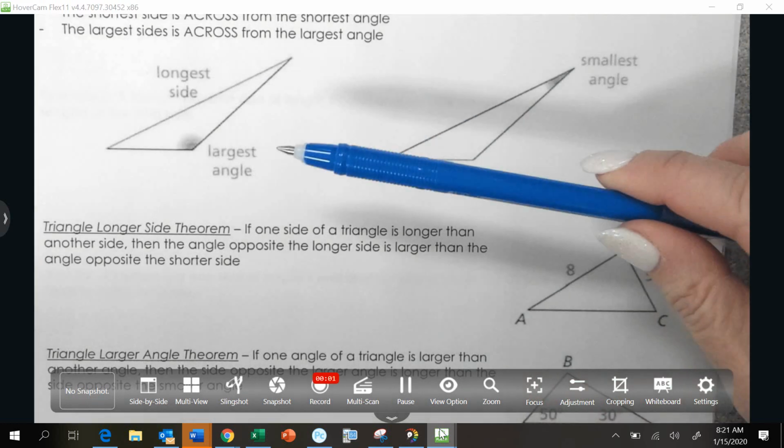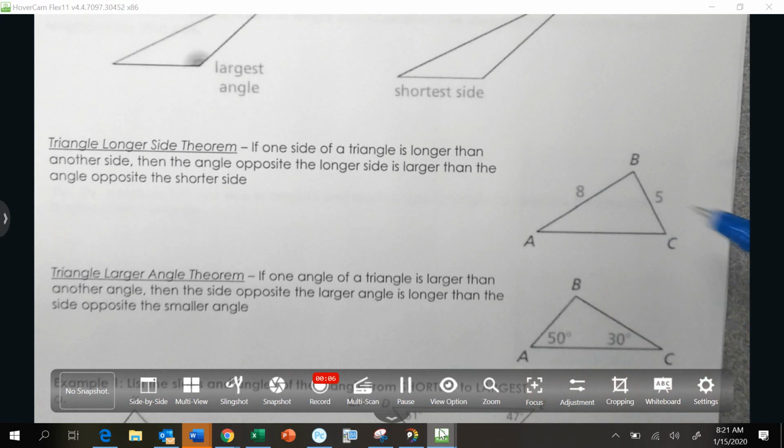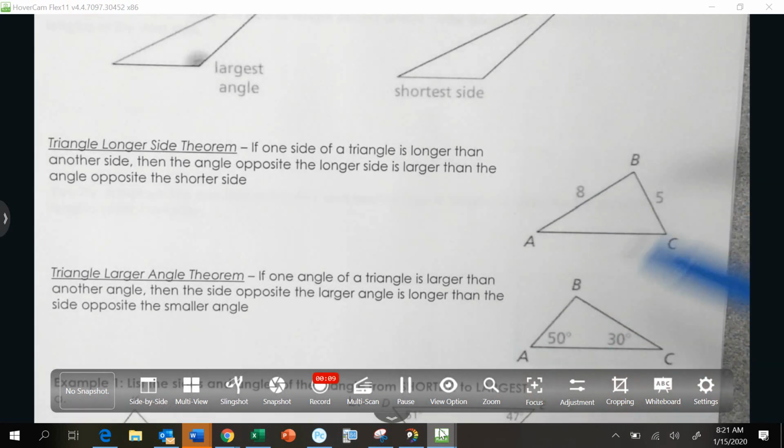The largest side is always opposite the longest angle. The smallest angle is always opposite the smallest side. So here with the triangle longer side theorem, in this triangle right here, which angle is the longer angle?